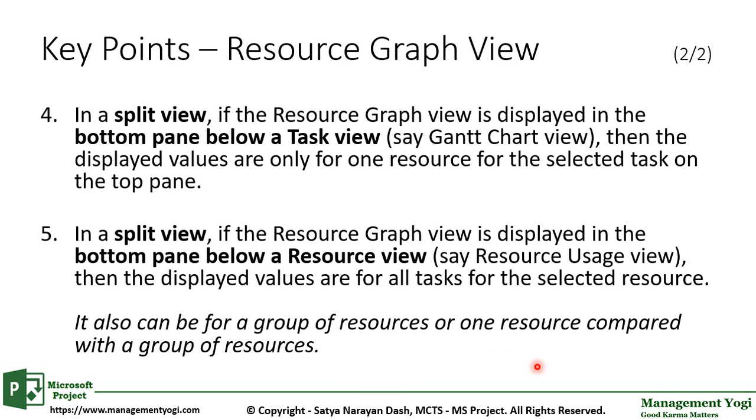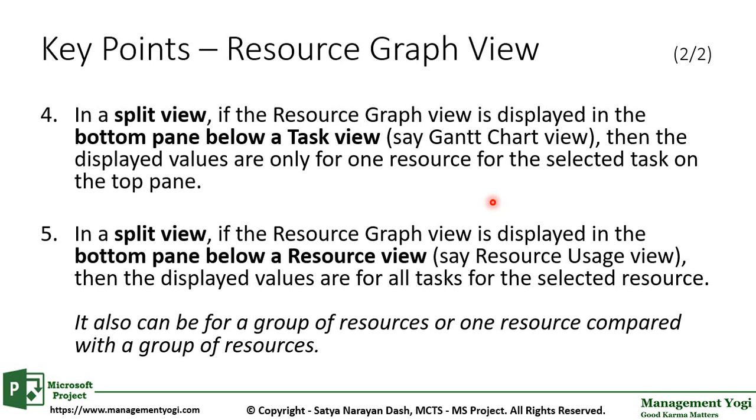Key point 4. In a split view, if the resource graph view is displayed in the bottom pane below a task view, say Gantt chart view, then the displayed values are only for one resource for the selected task on the top pane. Right now we are talking about a split view. In a split view, on the top pane we have one view, and on the bottom pane we have another view. In this case, on the top pane we have a task related view, say Gantt chart view. Now on the bottom pane we have another view, which is the resource graph view.